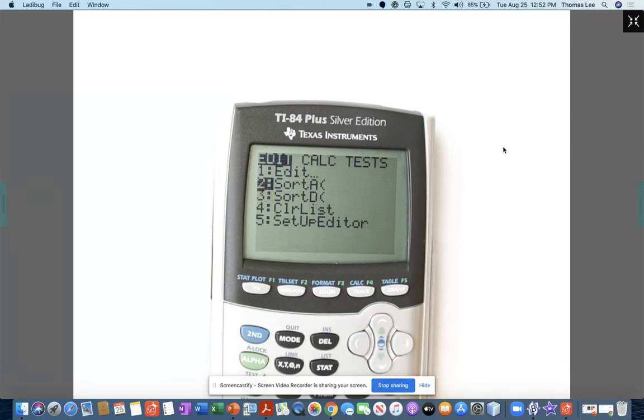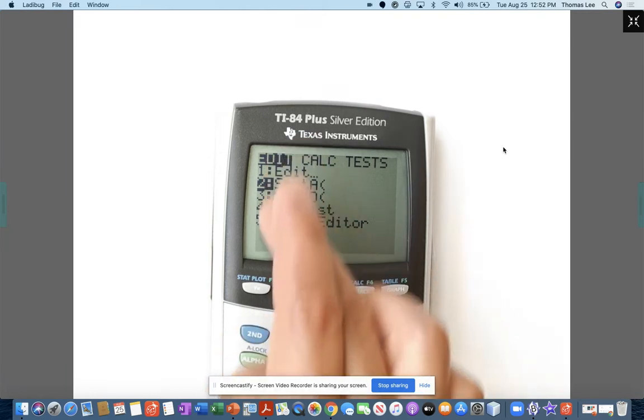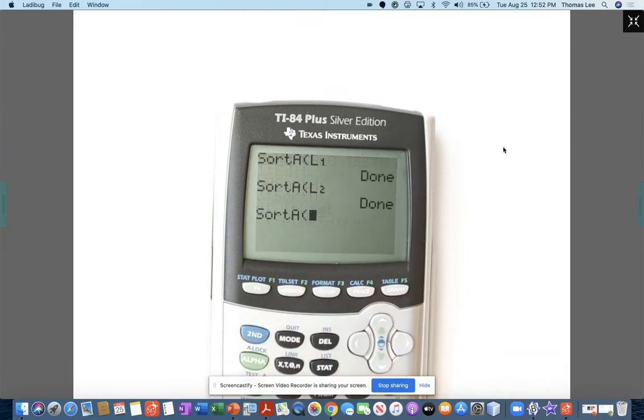Okay, so typically you would use this if you're trying to find the median by hand or create the box plot by hand. It really helps just to have the data sorted in ascending order. Okay, so if you just press enter, so edit, so number 2, sort A, and then just put inside there the argument, put which list you want to sort.